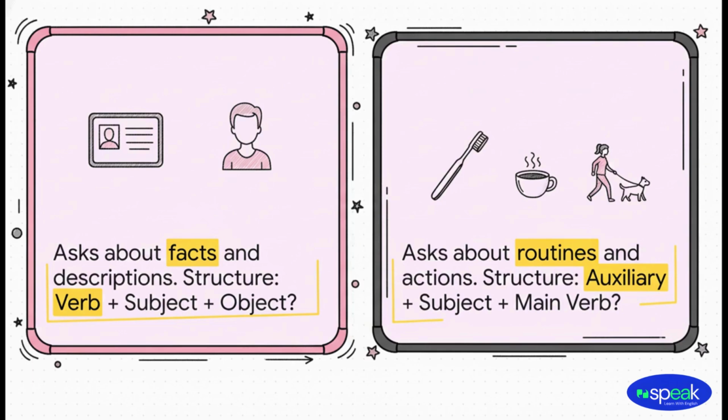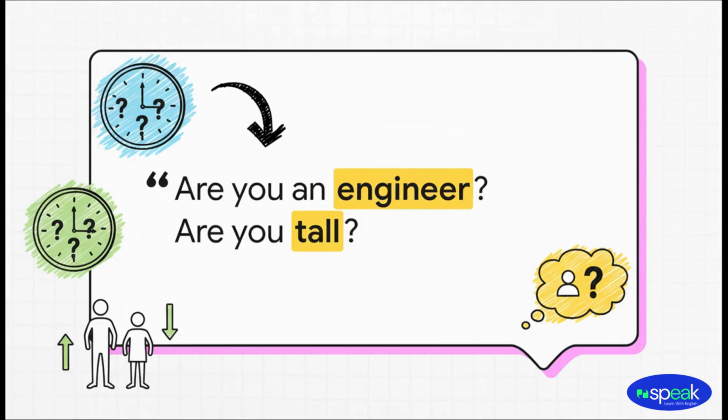But when you ask do you, you're asking about an action or a routine. Here, do acts like a helper verb, so you need that extra piece, the helper, the subject, and then the main verb. So here are a couple of perfect examples for are you. Are you an engineer? That's asking about a fact, your job. Are you tall? That's a physical description, another fact. In both cases, you're asking about who or what someone is.